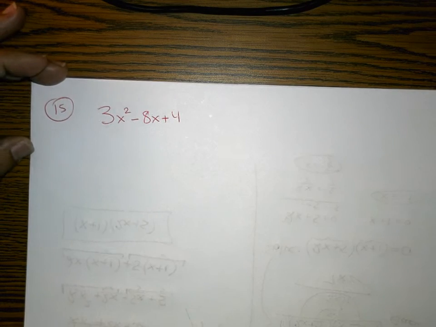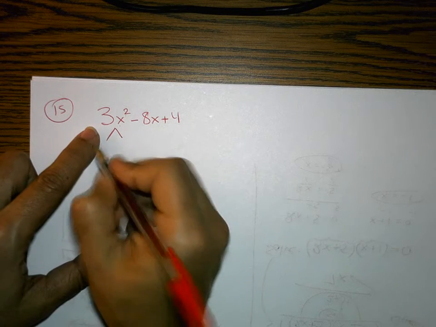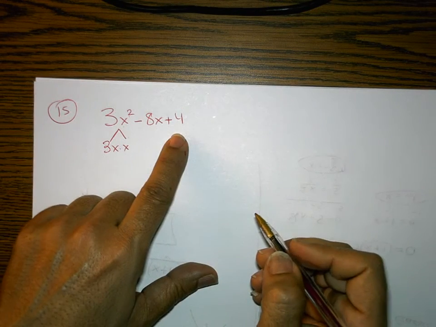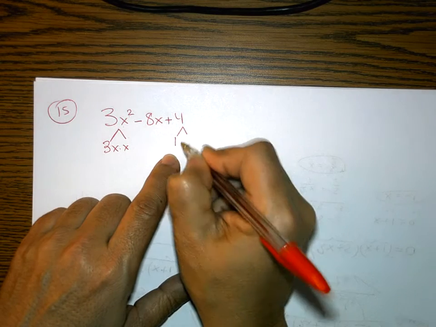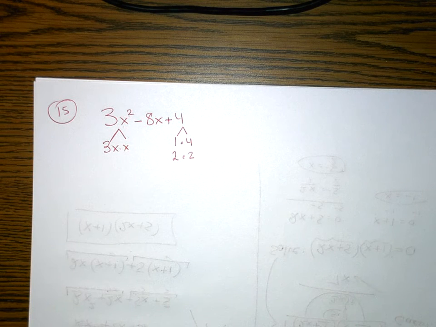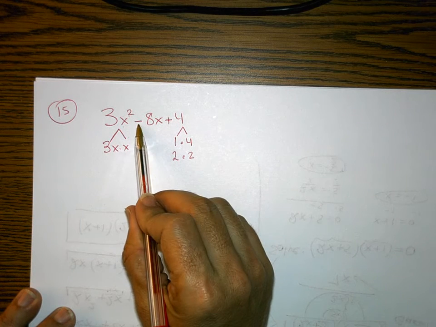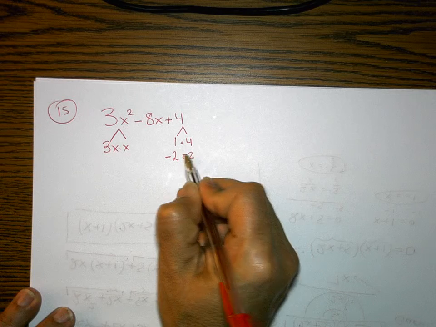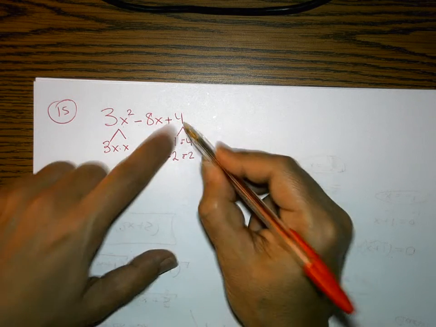Okay? So try it. The two values that multiply to give you 3x squared are 3x times x. Now the two values that multiply to give you 4. I know you're thinking 2 times 2, but there is also 1 times 4, and then 2 times 2. Now I have two options, not just one. But also, it has to add up to a negative 8x. So I'm also thinking that negative 2 times negative 2 gives me a 4, and negative 1 times negative 4 also gives me a 4.